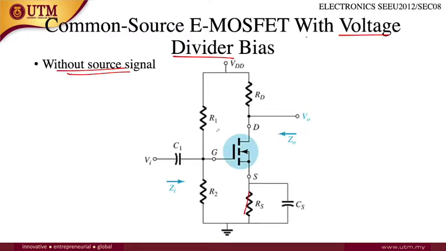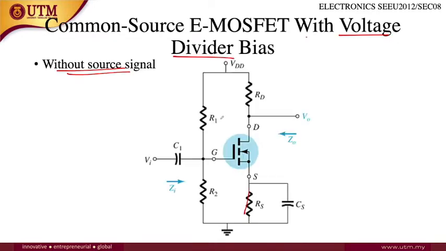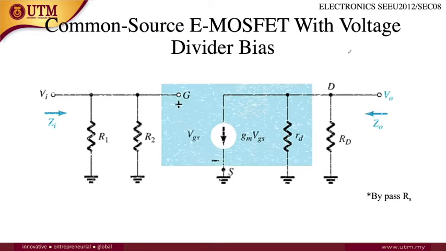R1 and R2 are parallel. And then RD, okay, RD. Since there is no mention here that it is without RDS, you need to consider the RD or RDS, so it will be located here.